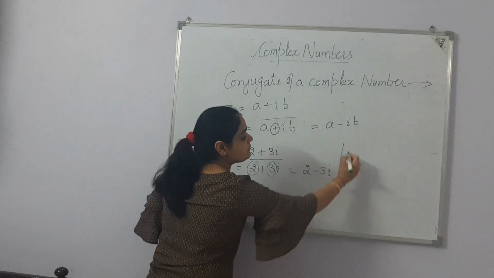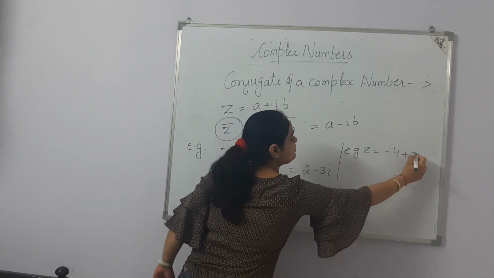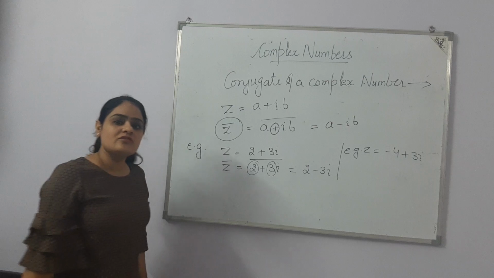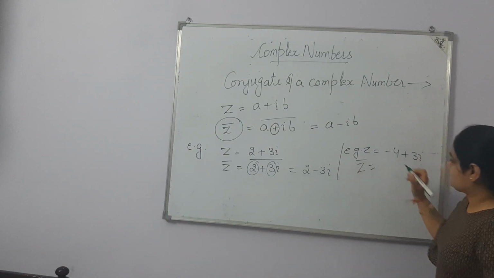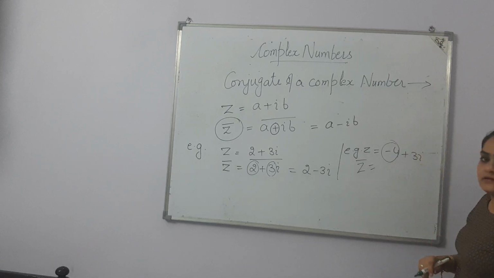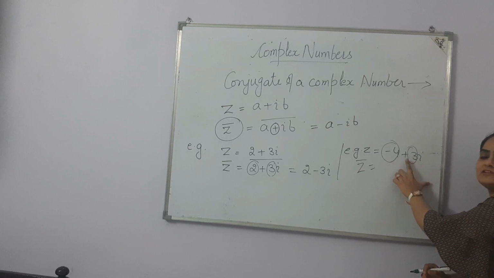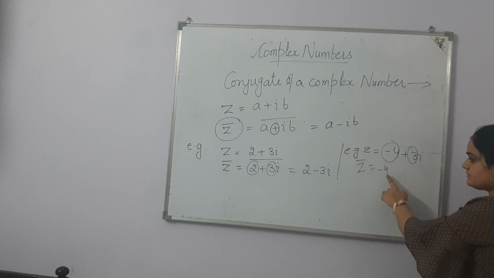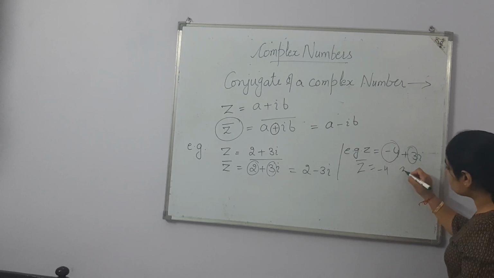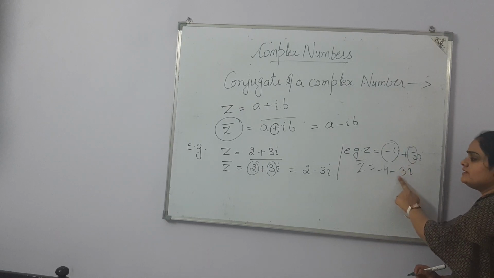Let's take another example. If z is equal to minus 4 plus 3 iota, now what will we do? For z conjugate, this is your real part and this is your imaginary part. Here is a plus sign, it will change into the opposite sign. The real part we will write as it is, the imaginary part we will write as it is, and we will change the symbol, it is minus. Here it was plus, now it is negative.